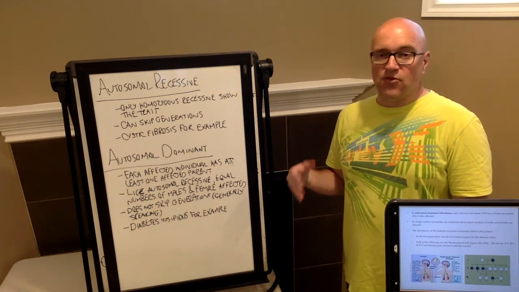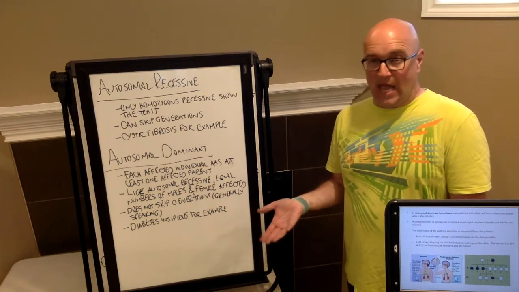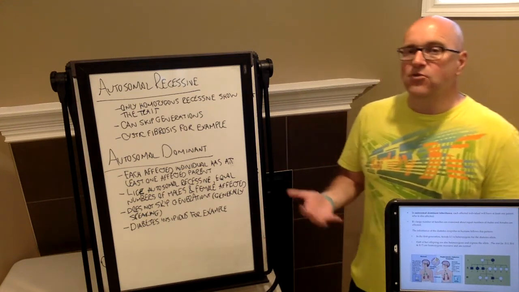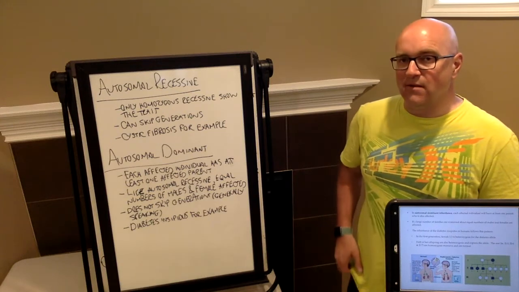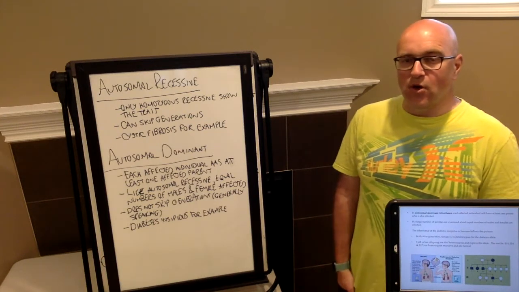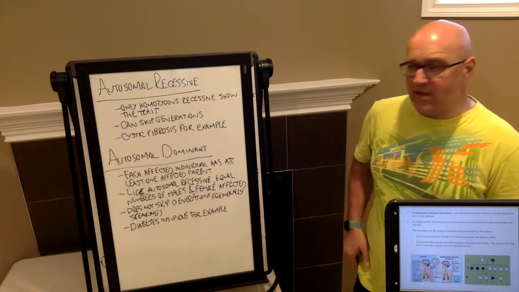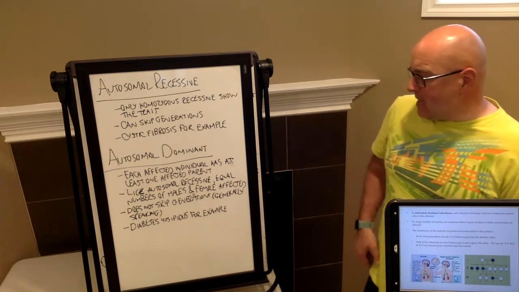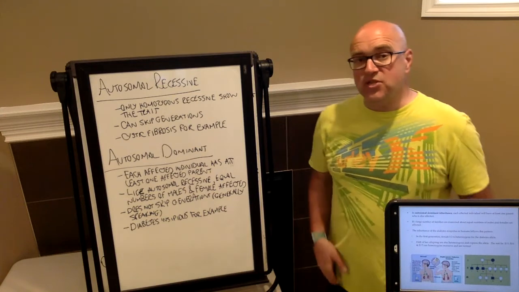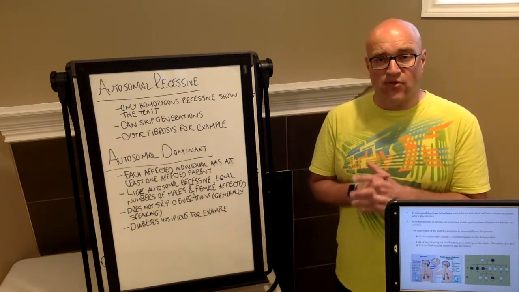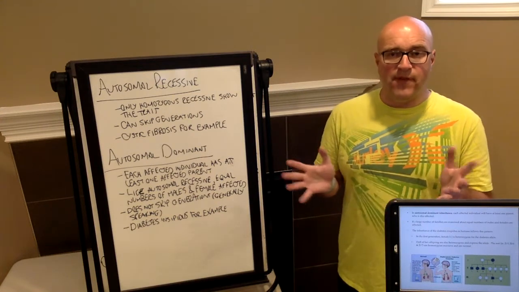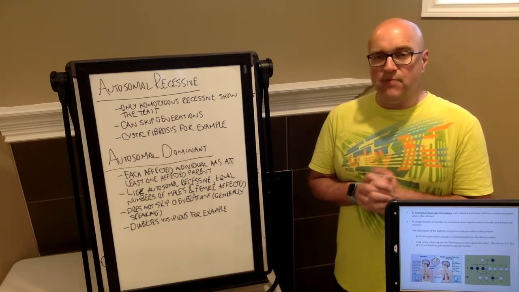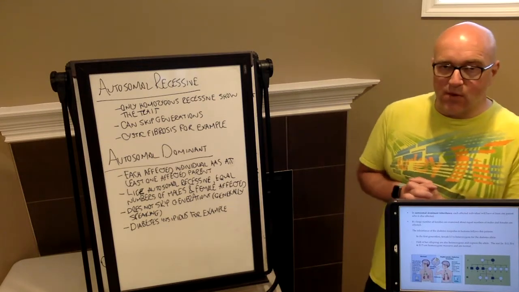Generally speaking, the disorder does not skip generations. It can, but it's not as likely to skip generations as it would be if it was autosomal recessive. It is much more likely to skip generations than autosomal dominant, and you're going to see, just like in autosomal recessive disorders, equal numbers of males and females are going to be affected. You're going to see both genders being affected relatively equally.